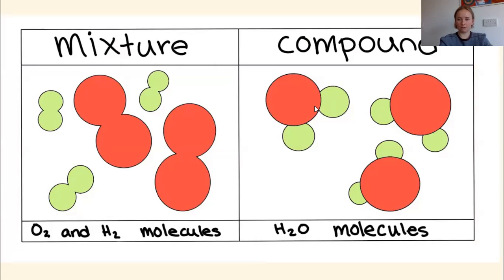However, in the compound, we can see that the green yellow molecules are attached to the red molecules, indicating that they are chemically joined together. So these would not be easy to separate. You'd have to break bonds.